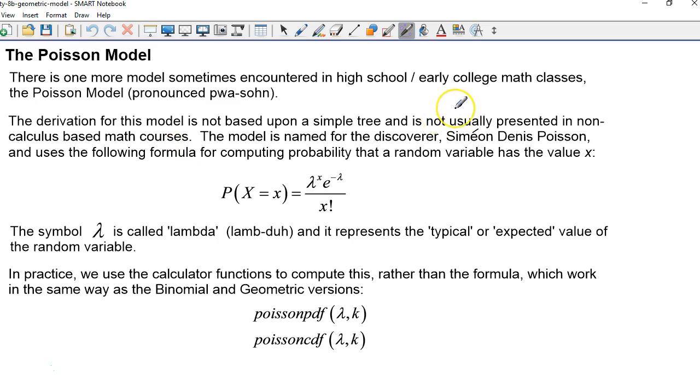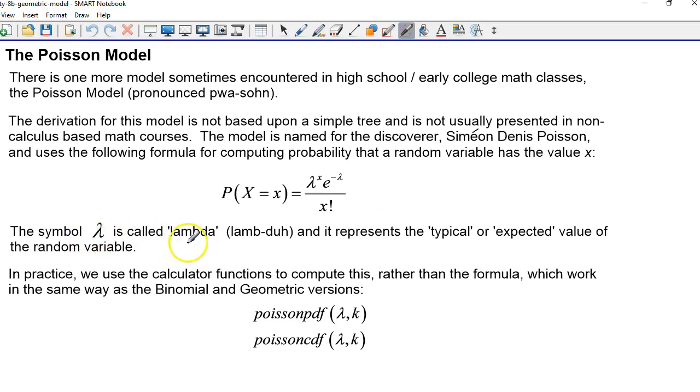The derivation for this model is not based upon a simple tree. It's not usually presented in non-calculus-based math courses. So we're just going to present the formula for it, and talk about how to use the calculator functions, but I don't have a big tree-style conceptual explanation for it. The formula says the probability that a random variable will be equal to some particular value x is lambda to the x power times e to the negative lambda, over x factorial, again presented without explanation.